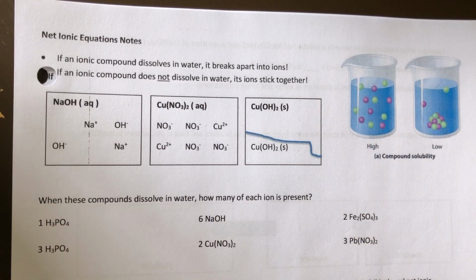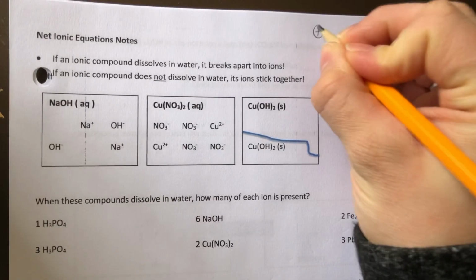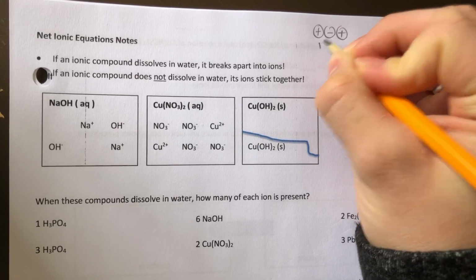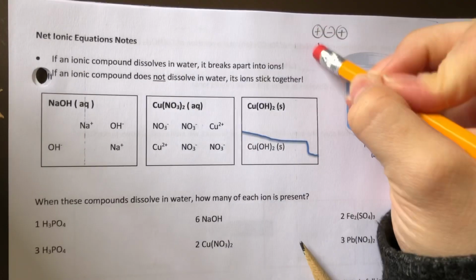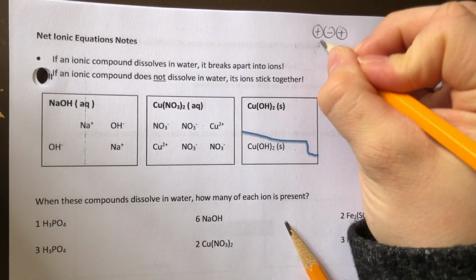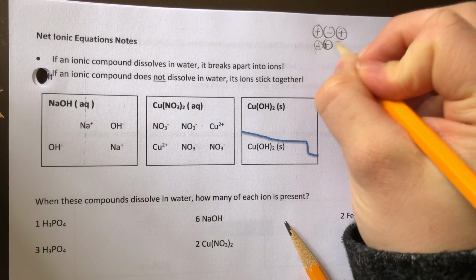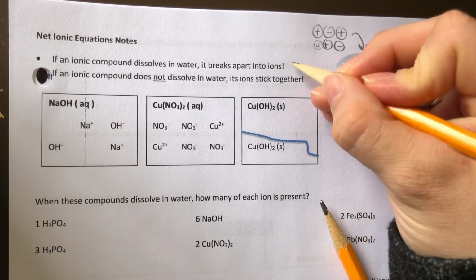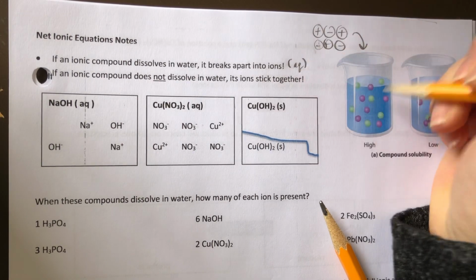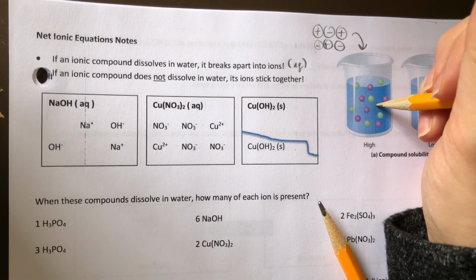So remember, like table salt, when we drew table salt, it looked like this, plus minus, plus minus, plus minus in a lattice. But when we pop that into water and the table salt dissolved, the ions all separated from each other. Okay, so that's when you have an aqueous ionic compound. That is actually what it looks like.